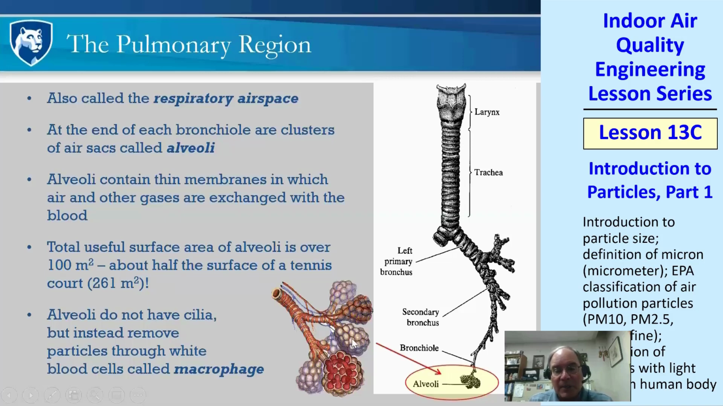Alveoli are too small to have cilia. Little tiny particles, like submicron particles, can get all the way into these little sacs through all the bronchial tubes. They make all these turns and then they finally get down into the alveoli. You can't get them out with cilia. There's no cilia in the alveoli, but there are white blood cells called macrophage which can attack the particles and kind of digest them. So that's the purpose of those macrophage.